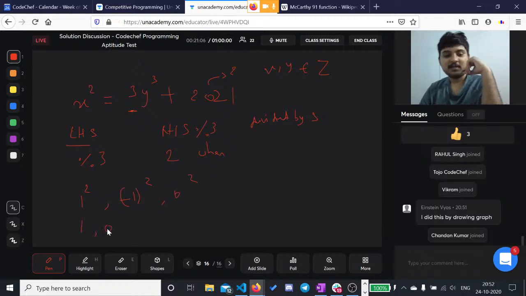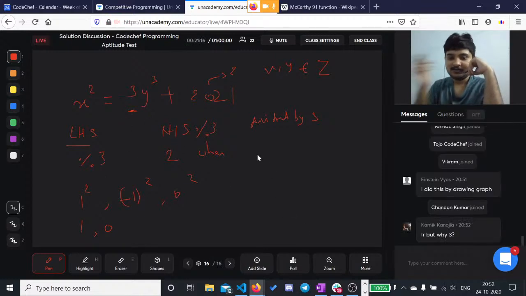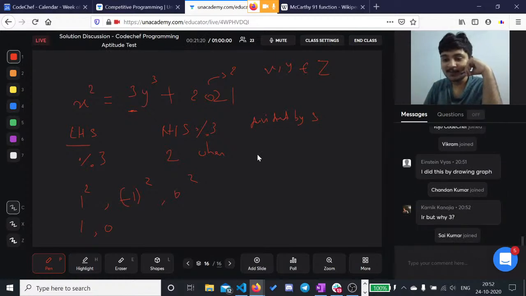Yeah, so for any integer x, the left hand side can never leave a remainder 2 when divided by 3. So that shows you that the left hand side cannot be equal to our right hand side for any value. But why 3?